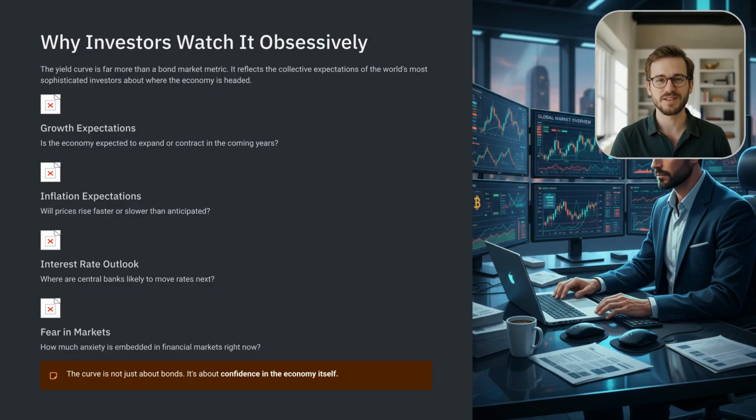The bond market is dominated by extremely sophisticated institutions: pension funds, central banks, insurance giants, massive asset managers. These are not emotional retail investors chasing hype. These are people managing trillions of dollars. So when the yield curve changes shape, the market is collectively telling you something about the future. It's not predicting with certainty, but it's revealing what the smartest money in the world is beginning to fear.